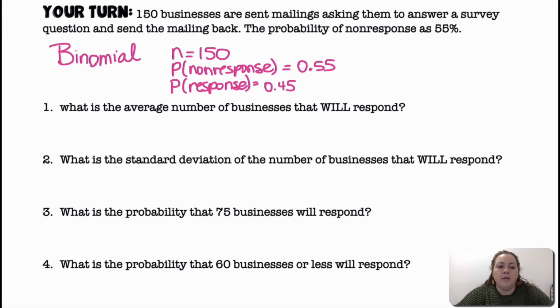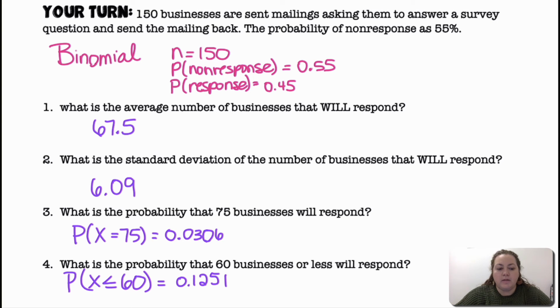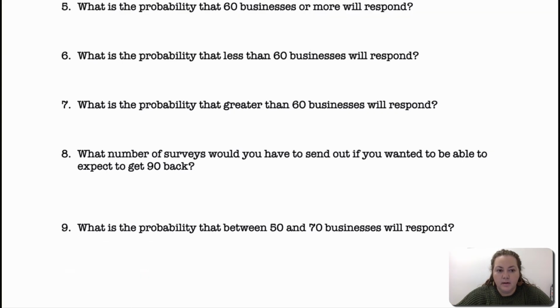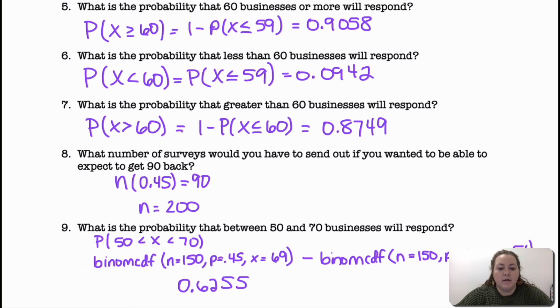All right. Hopefully you found that this one was binomial. N was 150. The probability of non-response was 55%. Probability of response was 45%. They did these all in terms of will respond. So using the 45%, you should have gotten these answers. And then for this part, here's your answers.